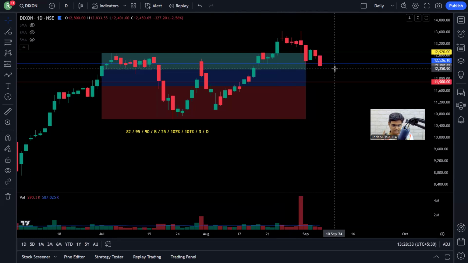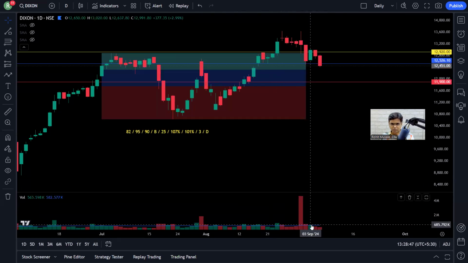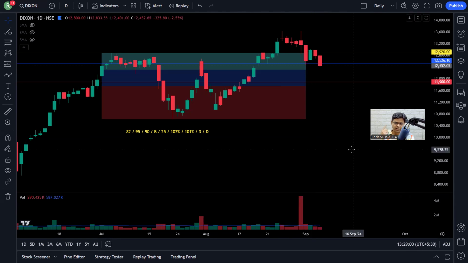Out of 10 candles, there are only 2 green candles. Number two, out of the 2 green candles, one is a low volume candle. This is not a high volume candle. The volume on that day was 565,000 shares traded, but the average was 582,000 shares traded. So one negative factor is that out of 10 candles, 8 are red, 2 are green. That's a negative sign. Out of the 2 green candles, only one is high volume, the other is low volume.